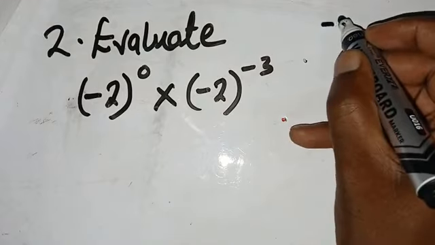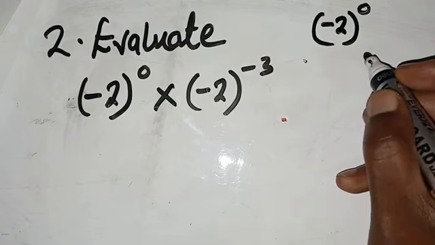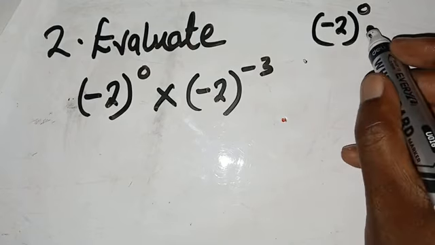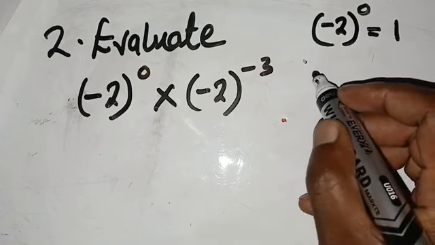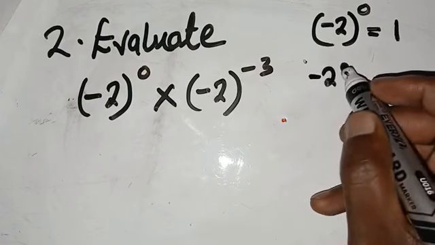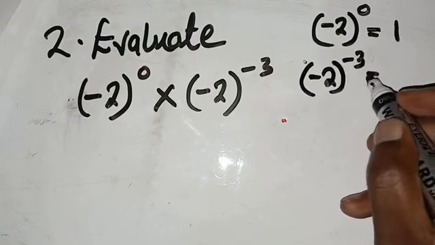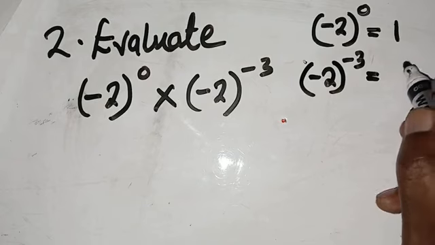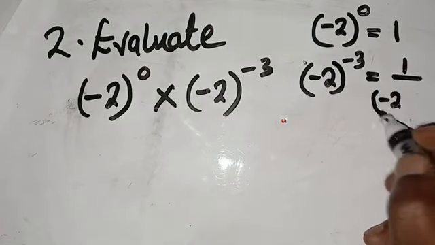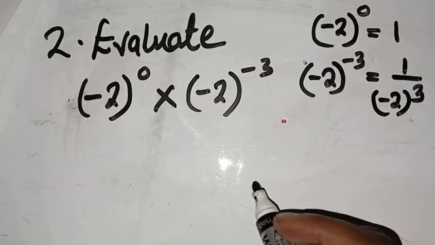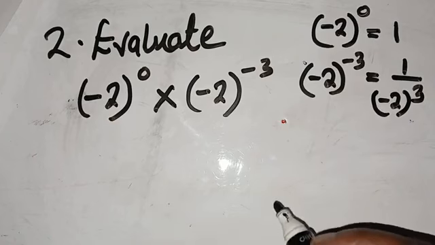Let me say, what is this one here? You do know that any base raised to 0 is equal to 1. So this is going to give us 1. Then -2 raised to -3. This is going to be, remember, we need to put a 1 over, then now -2, and then 3, like this. Do you get that, ladies and gentlemen?